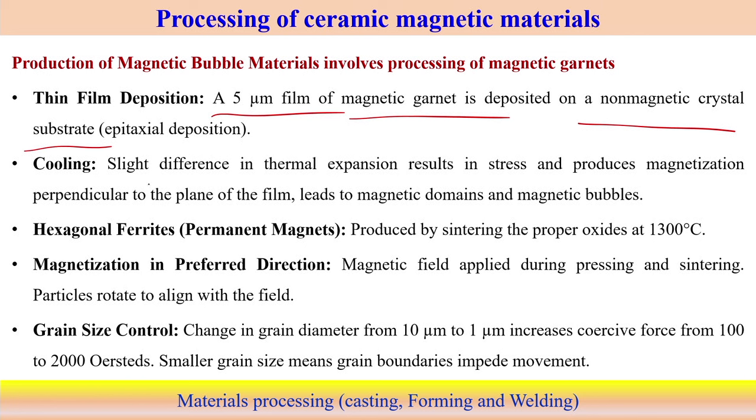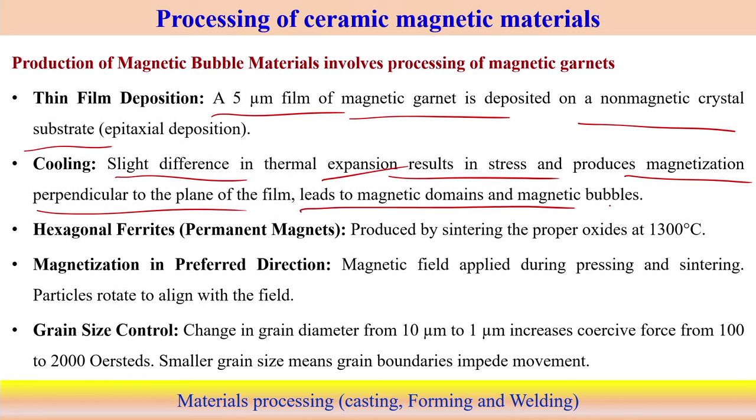Now, cooling is important, because a slight difference in the thermal expansion results in stress that produces the magnetization perpendicular to the plane of the film. Cooling is performed in such a way that, of course, all materials have some amount of thermal expansion, but in this case it occurs perpendicular to the plane of the film. That leads to the magnetic effect, and the magnetic bubbles are created during this cooling process.